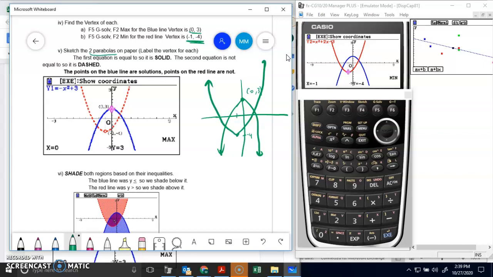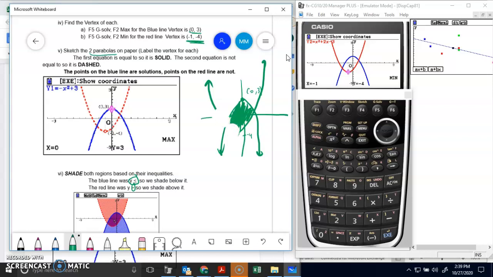Now the question is, where do I shade? The blue line, the first equation, said less than or equal to. So that's this one here. I'm going to go less than this line. But I need to be greater than the other line. So again, I'm going to be below the one, but greater than the other. That's going to be this region here. Only difference is I need to have this be a dashed line.